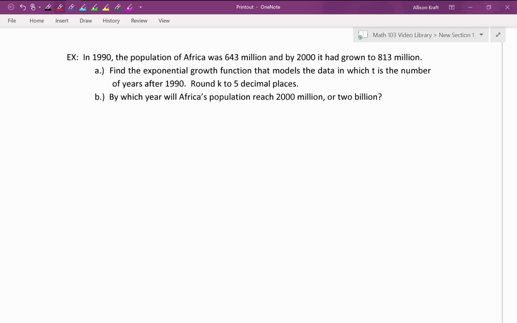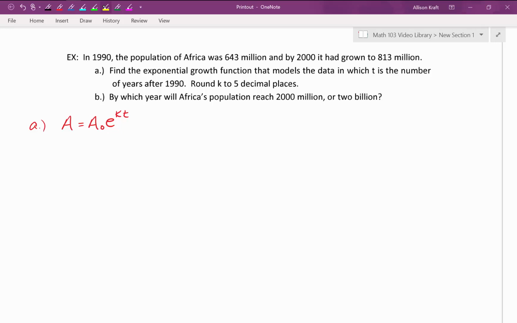So let's start by finding the growth model. We're going to be using the equation A equals A sub 0 times e to the kt power. This is very similar to solving variation problems, where you start by writing your equation, which we have right here. Then you use the given information to find your k value and rewrite the function including that k value, then using that function to answer a question. Very similar process to that.